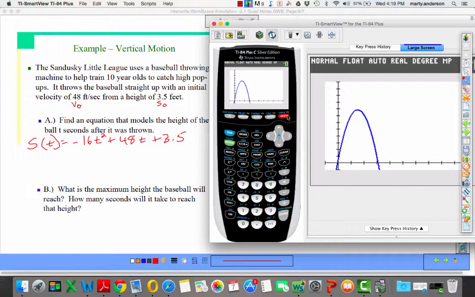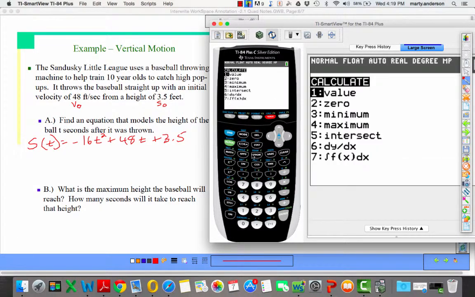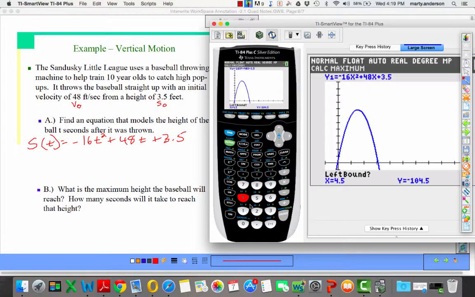My domain is how long the ball is in the air. It looks like from time 0 to maybe time 1, 2, 3 here is how long the ball is in the air. And then how high the ball will be is the maximum here, which I think our calculator will also do for us. Second and trace brings us our calculate. We are going to calculate a maximum value.